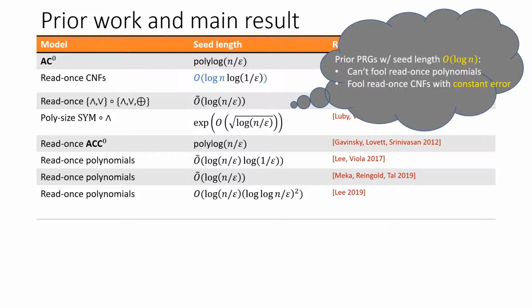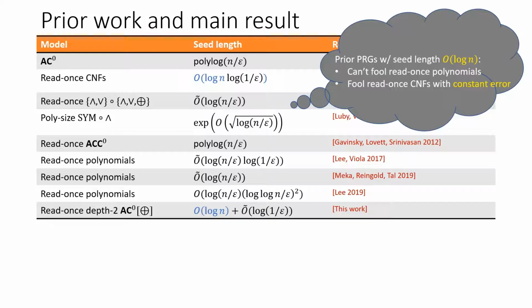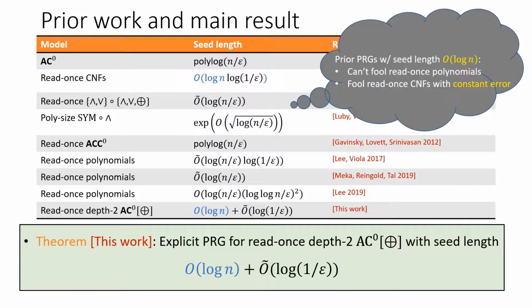Okay, here's what we achieve. We design a pseudorandom generator for read-once depth-2 AC0 with parity gates, including read-once CNFs and read-once polynomials, and our pseudorandom generator has seed length O of log n plus O tilde log 1 over epsilon. So notice that our pseudorandom generator maintains the optimal seed length of O of log n, even with near optimal error of 2 to the minus omega tilde log n.